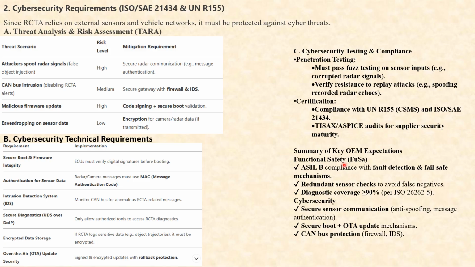Now let's briefly touch upon the summary of key OEM expectations. ASIL B compliance for fault detection, redundant sensor checks, diagnostic coverage, and of course cyber security, which I just now touched upon. Okay, so these are all the various requirements which are discussed during the requirements elicitation.